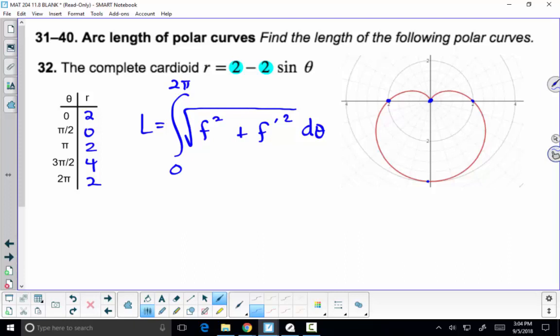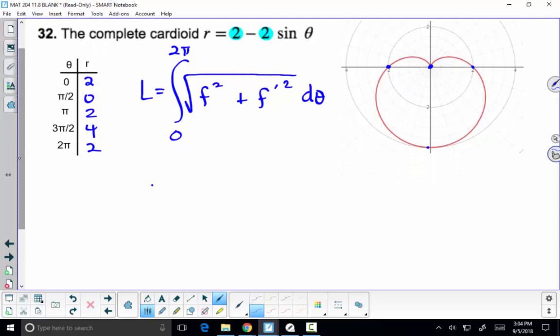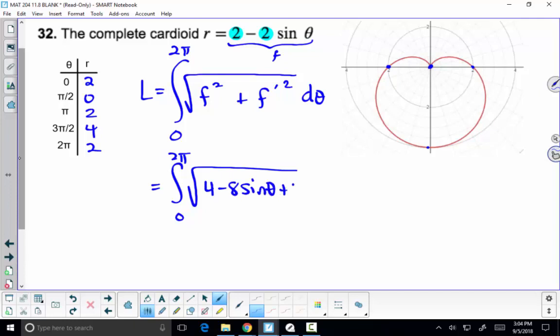So that'll be the formula that we use. We could change it to a parametric thing, but this formula is not too crazy. So let's go ahead and do this. We're going to integrate from 0 to 2 pi, square root of f squared, that's what this is represented by here. That's f, so we're going to square that. So we have to FOIL it out. We get 4 minus 8 sine theta plus 4 sine squared of theta plus the derivative squared.